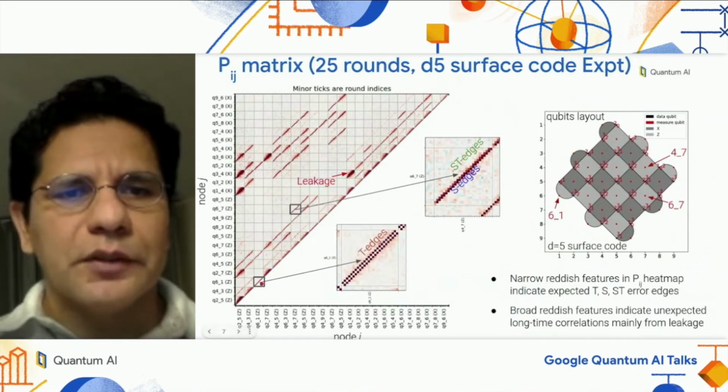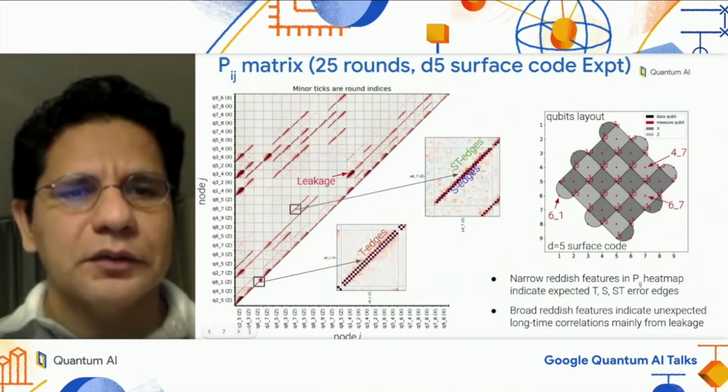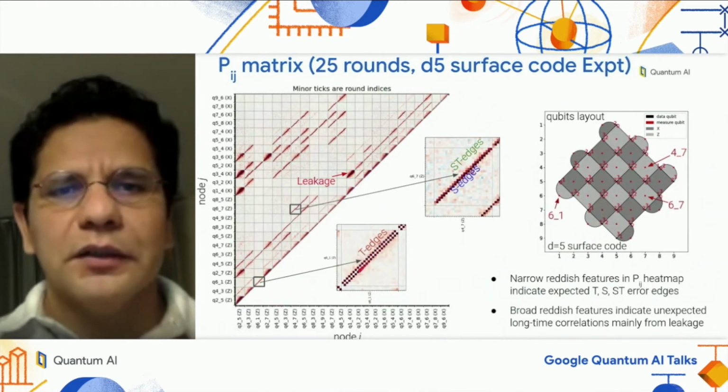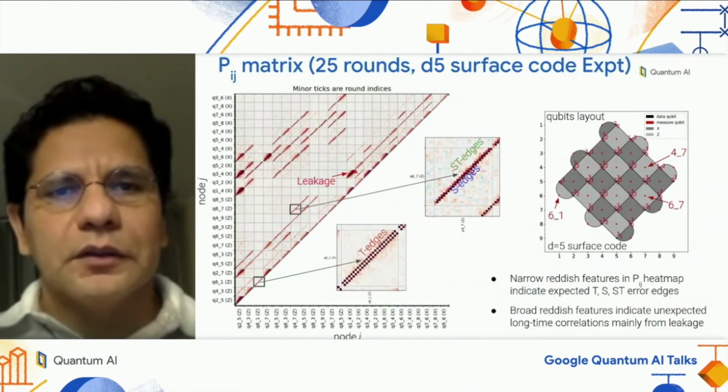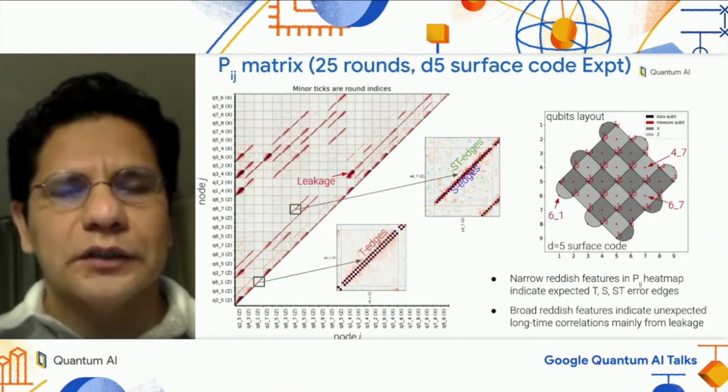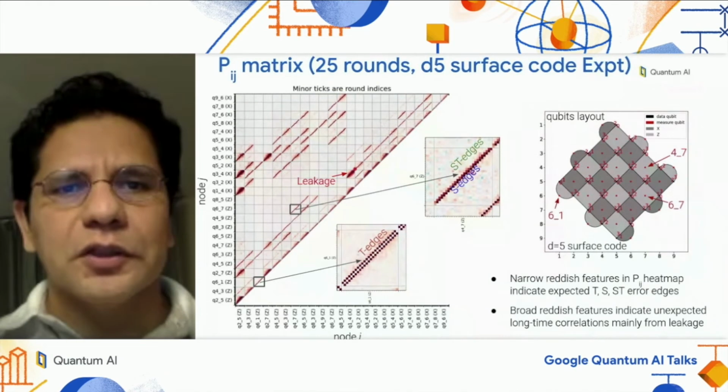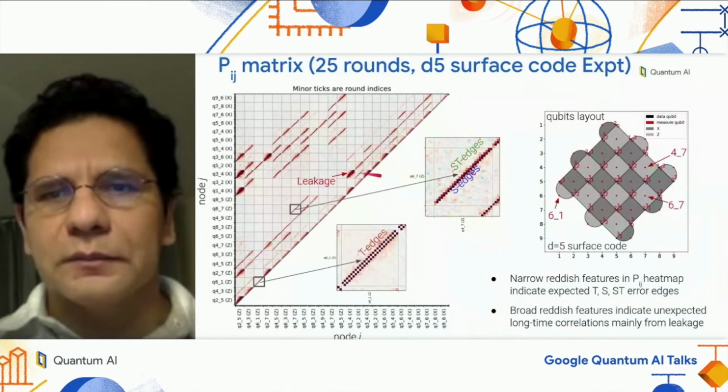The PIJ probabilities for the usual edges can be found, for example, for T edges close to the main diagonal, and for ST and SHs, they can be found along the diagonal of these qubit blocks. We again see these broad reddish features coming from leakage accumulation in the data qubits.